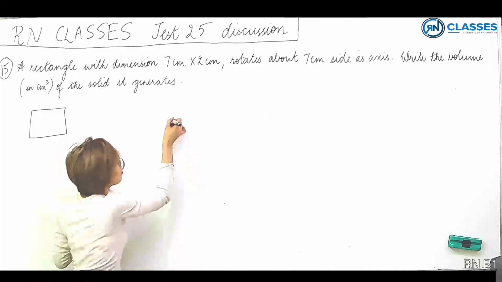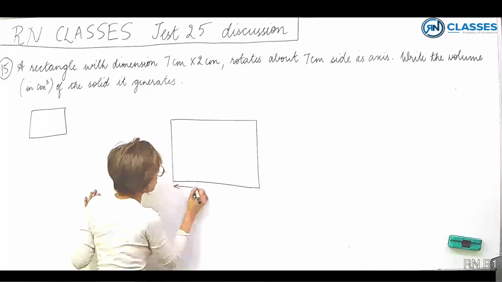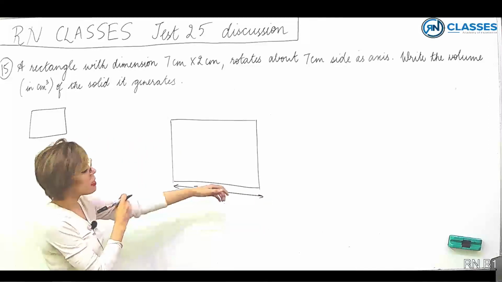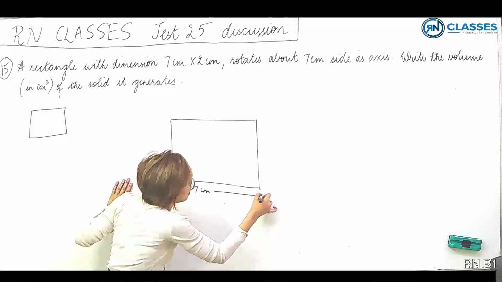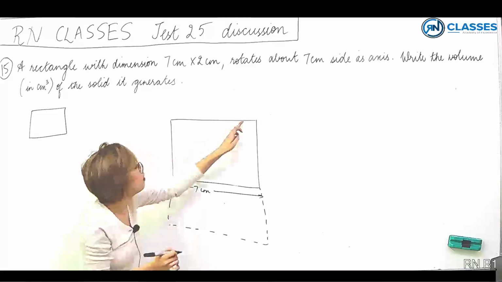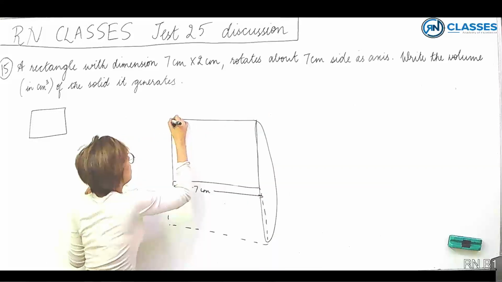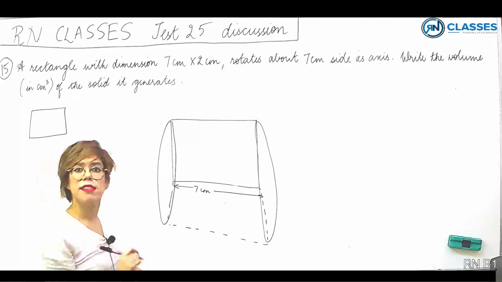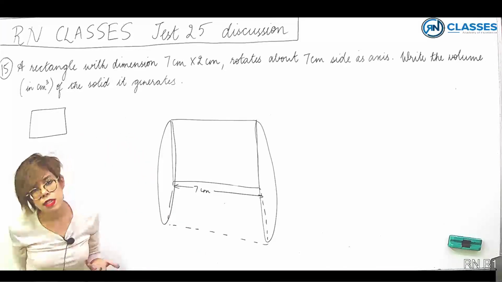Now let me try to explain on the board. So this is my rectangle, and this is 7 centimeter. About this, I'm trying to rotate. So this comes down, so this is something like this. Basically, here the circle will be there. Obviously here the circle will be there. So what shape is this? Oh, it's a cylinder, isn't it? I'm asking you the volume of the cylinder.